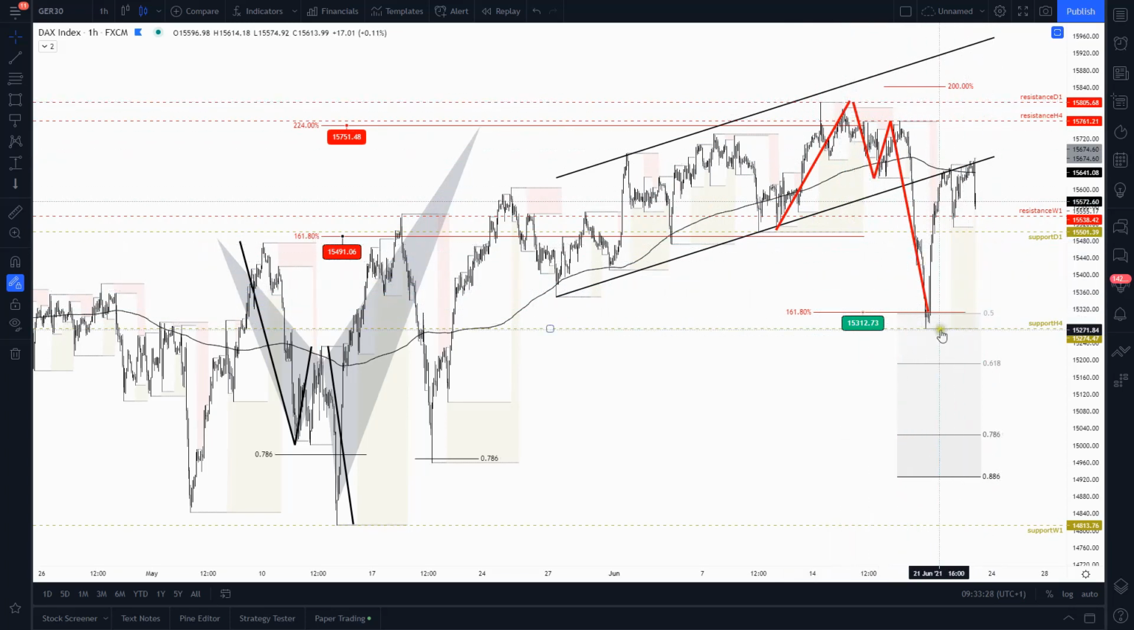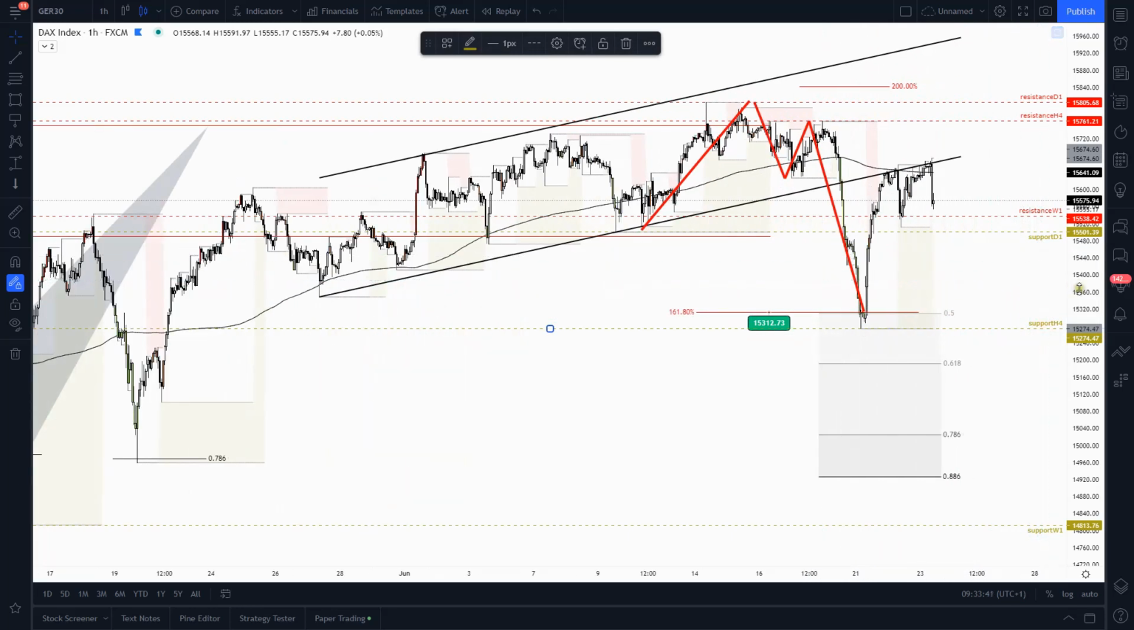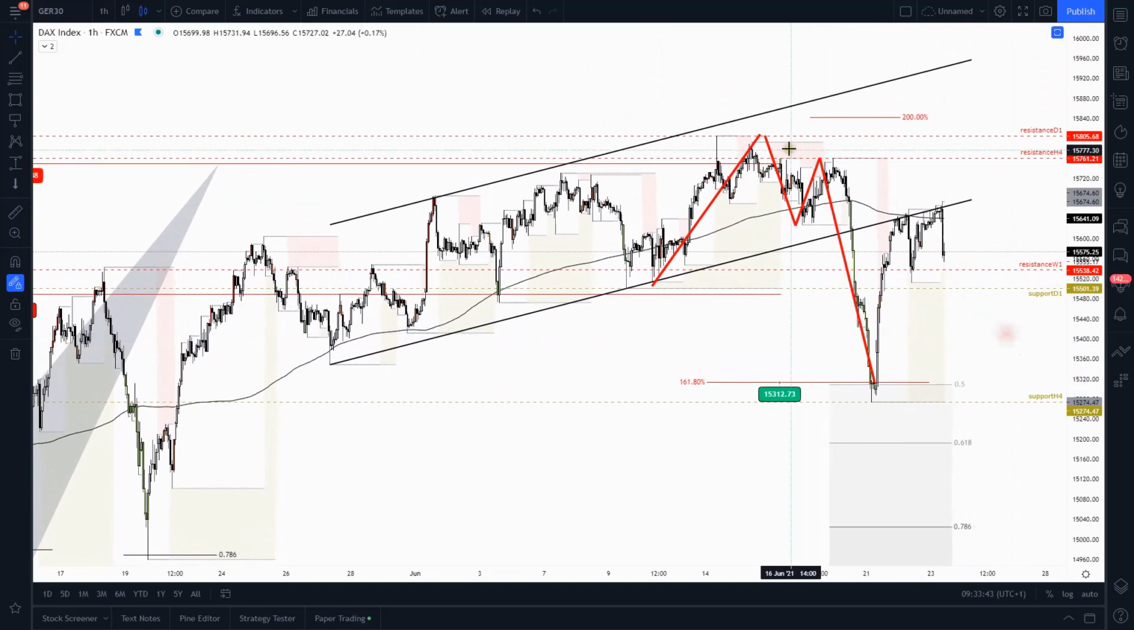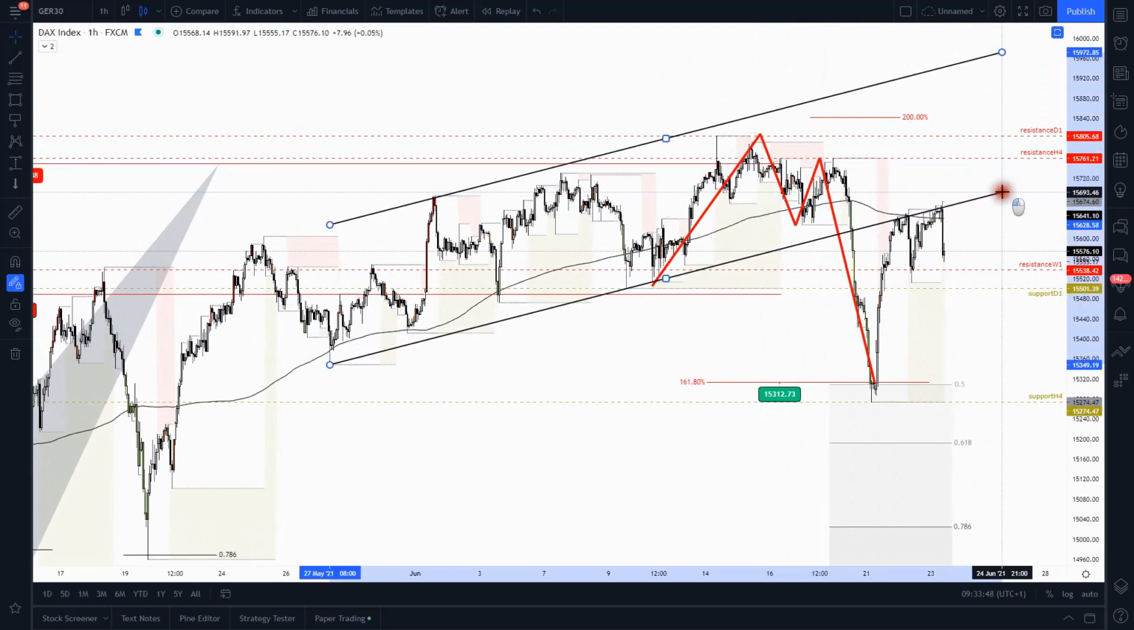At this point we have this bullish crab pattern printed at 15,312. So basically we have a new support below, completing this sequence, and as you can see the DAX is already rejecting this previous channel trend line support. So we need to see a recovery of this structure again in order to start to make some assumptions that, okay, eventually the DAX will trade even higher.